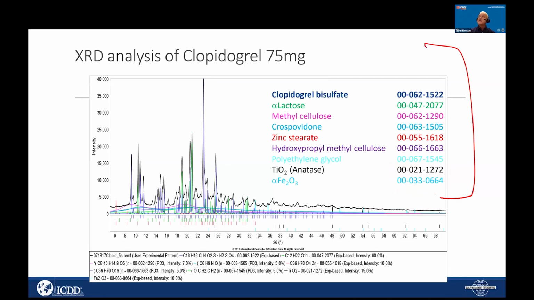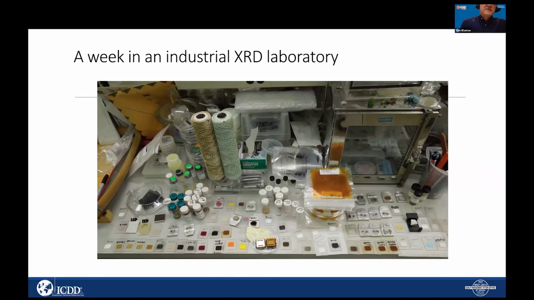So it brings up the question, do I need to collect everything as a 4, 5, or 6 hour scan? And the problem is, you can't. This is a week of data samples in an industrial XRD laboratory, and there's no way you can collect every scan at 4 or 5 hours per sample. And so this is where you have to use judgment.